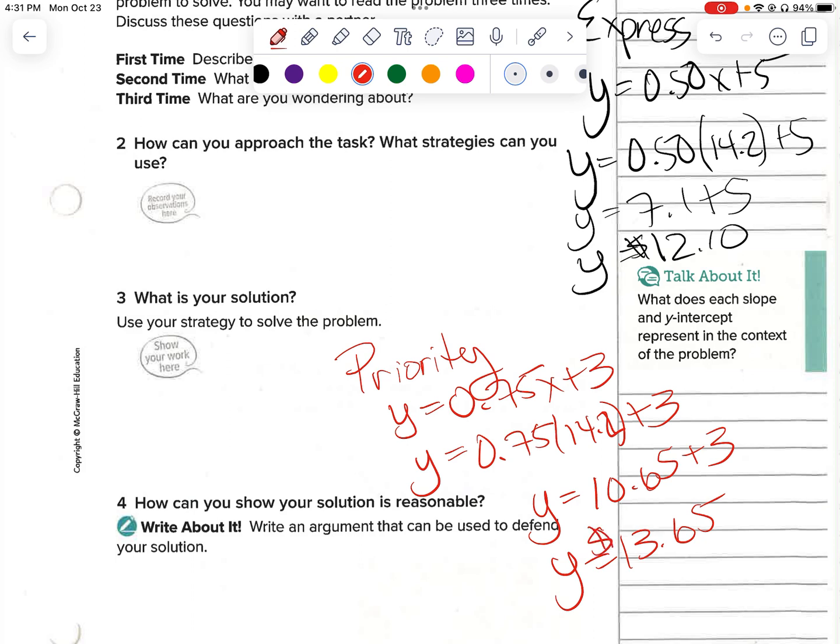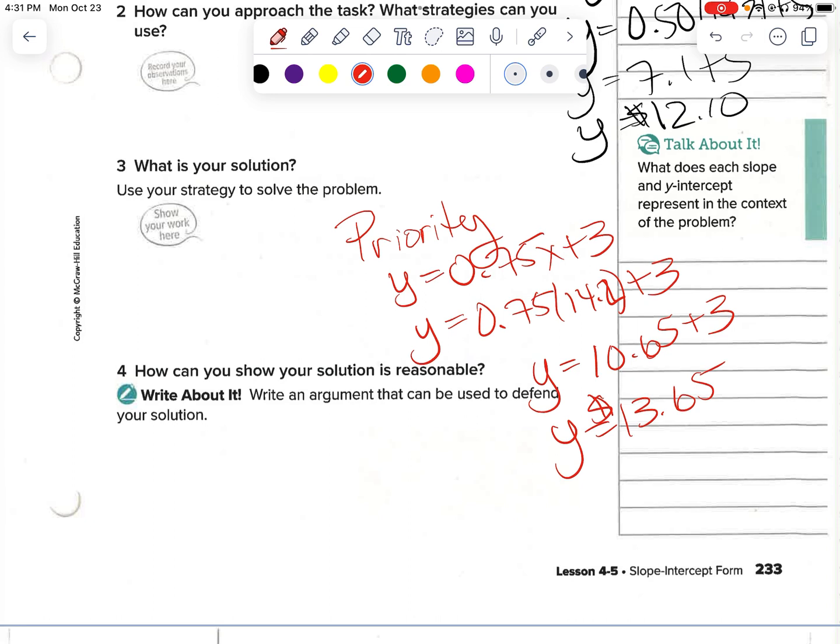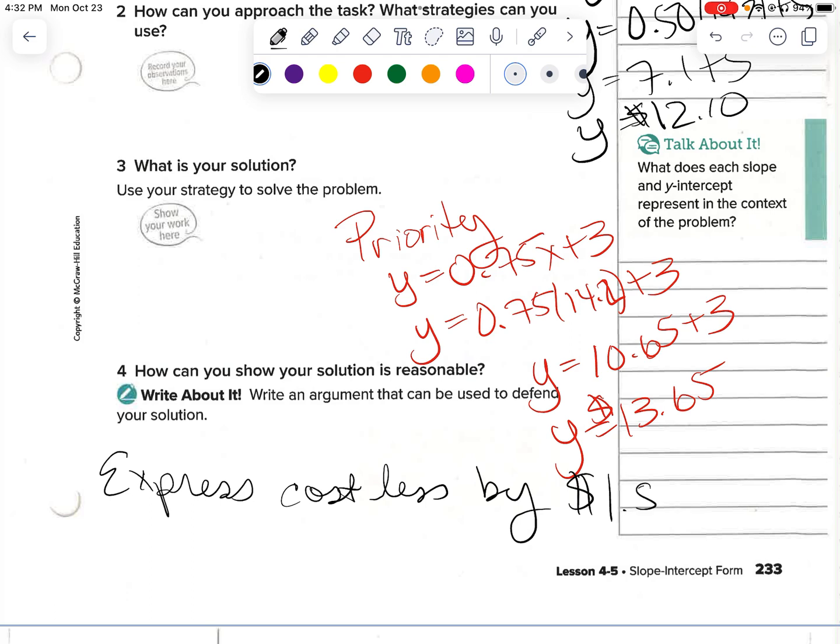So which one costs less? Express costs less. Express costs less by 13.75 minus 12.10, $1.55.